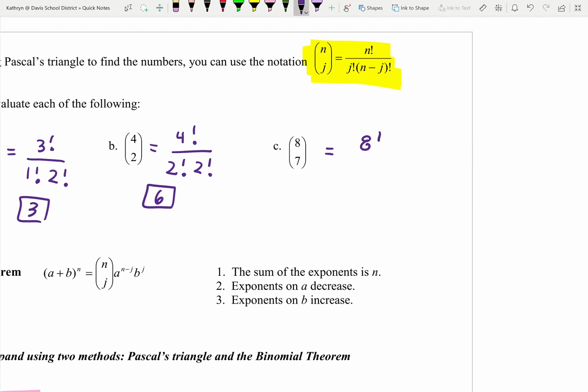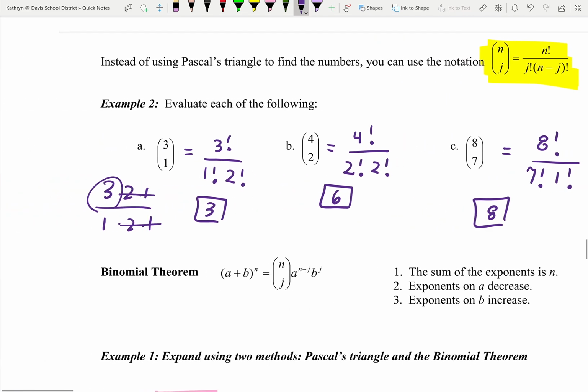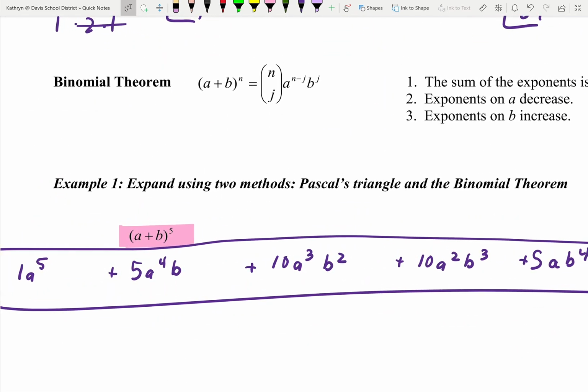Top number, 8 factorial, divided by the bottom number, 7 factorial, multiplied by 8 minus 7, which is 1 factorial. Can you tell me what that's equal to in your head? 8. That's equal to 8. Okay, if you can't figure that out, then you can put it in your calculator. Okay, binomial theorem is right here. Now, is that on your formula sheet? This is super important right here. Is that on your formula sheet in that box? No. You don't see it?